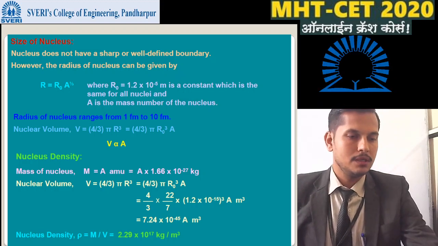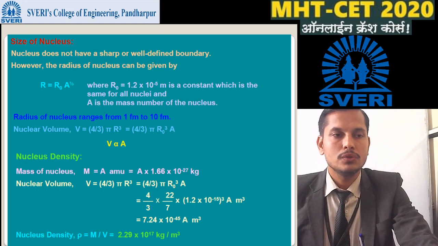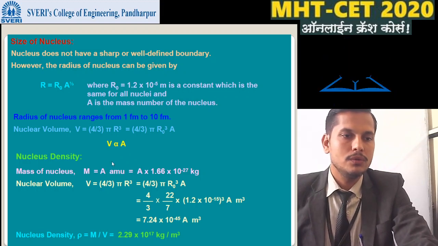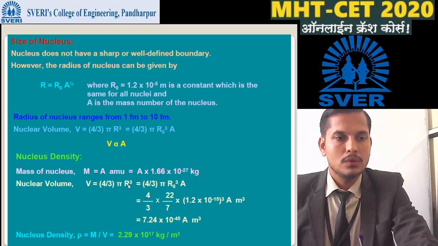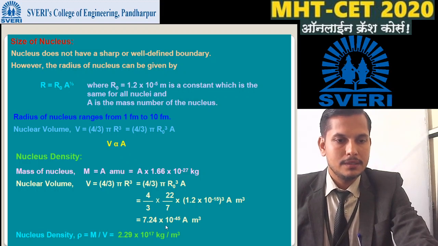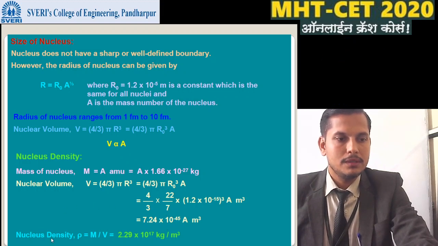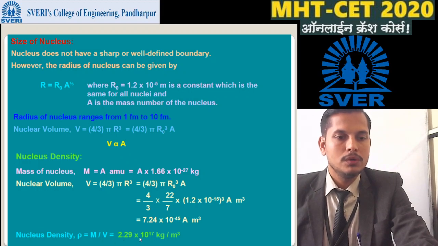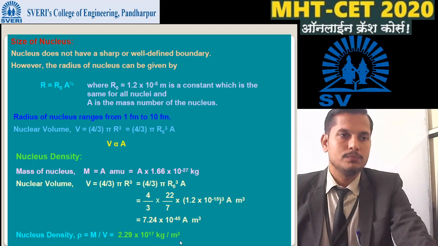Then in case of density, the density of the nucleus is the mass of the nucleus, M, equal to A atomic mass units, so A into 1.66 × 10^-27 kilogram. The nuclear volume we calculate as V = 4/3 πr³, that is 4/3 π r0³ into A. If we put in the values, we can get the answer. And if we determine the nuclear density, ρ = mass upon volume, so we get the value as 2.29 × 10^17 kilogram per meter cube.